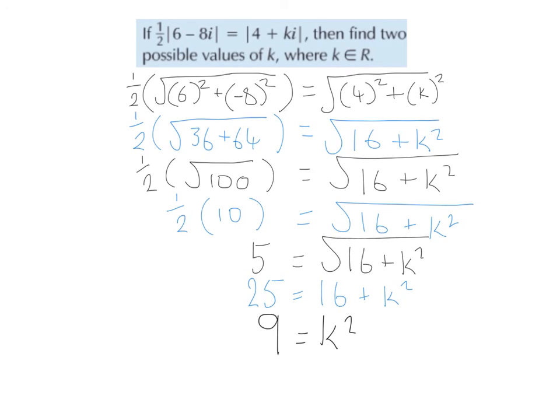Now all we have to do is square root the 9 to get the k on its own, because the opposite of something squared is square root. So we're going to bring this squared over the equal sign and it becomes the square root of 9. So the k is going to be the square root of 9, which is going to be plus or minus 3. So the two possible values of k are plus 3 and minus 3.